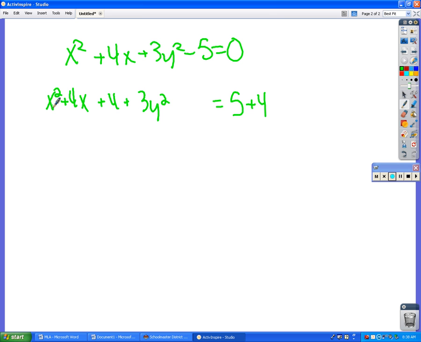So now that I have this as a perfect square trinomial, I know that it factors into x plus 2 squared, very good. This is 3y squared and it's plus 0, so nobody cares. And then 5 plus 4 is, of course, 9. And then what did we say the deal is with ellipses? The equation always has to equal 1. How do I get this to equal 1?